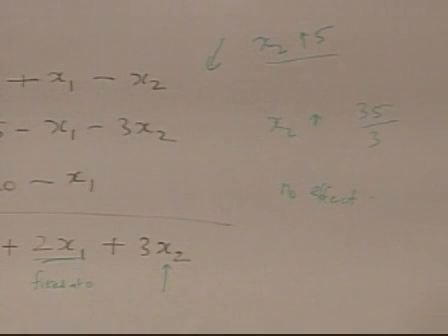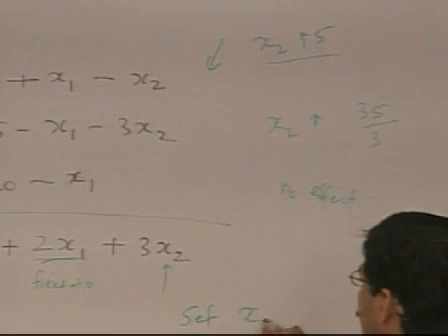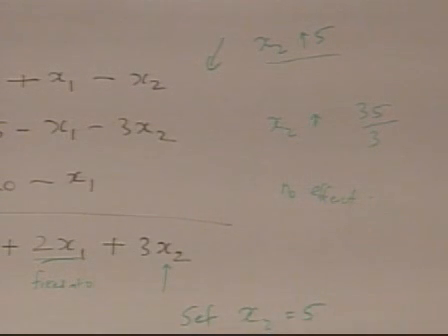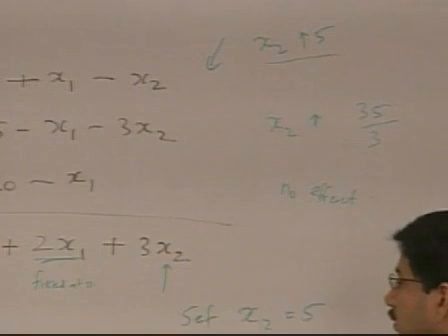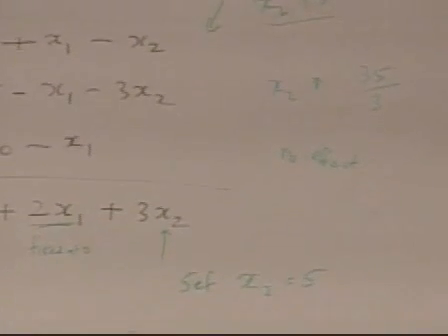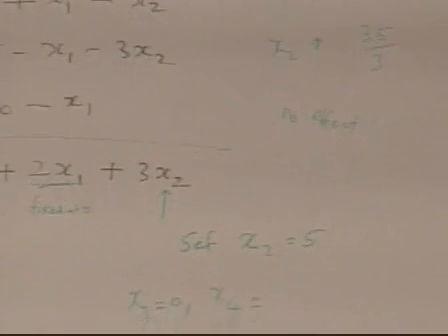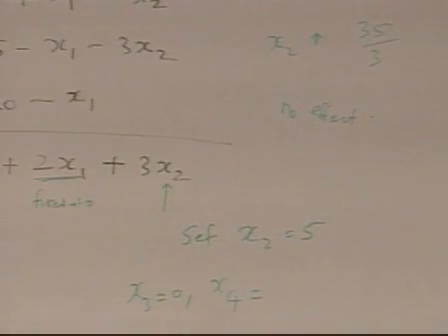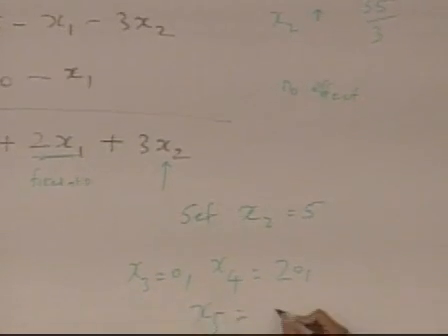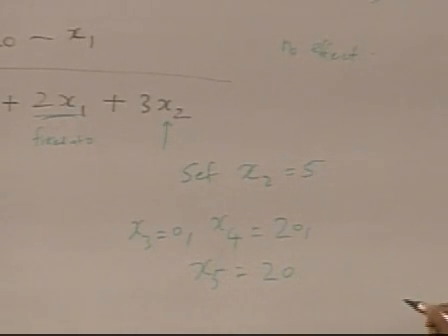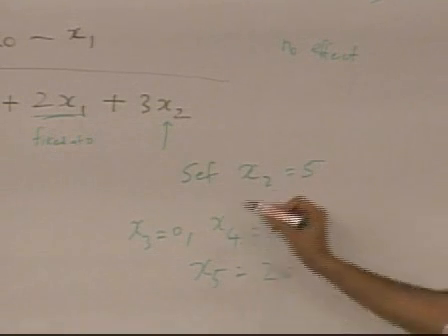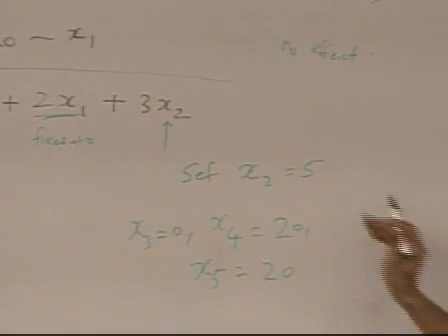Okay. So we are going to now set x2 to 5, and now what happens? x3 becomes 0, x4 becomes 20, and x5 just stays at 20. It doesn't care what x2's value is. So you end up with this solution. Is this clear to everyone?